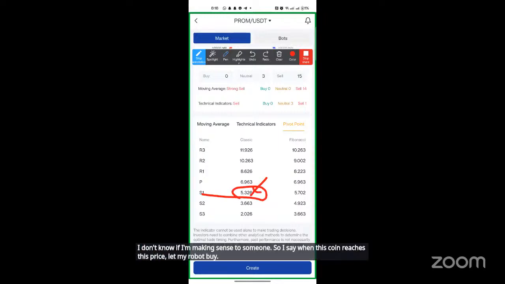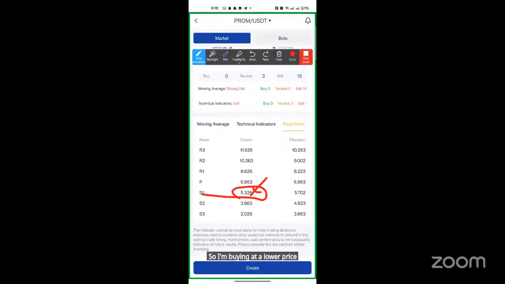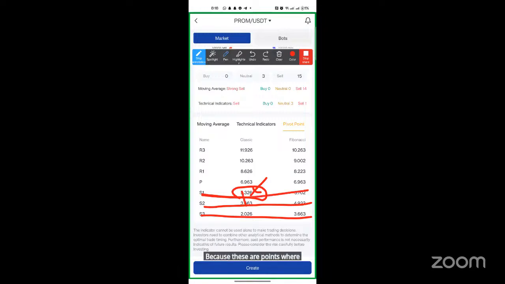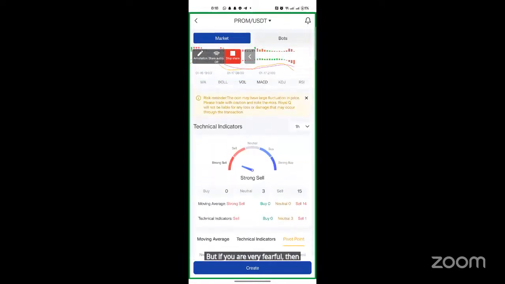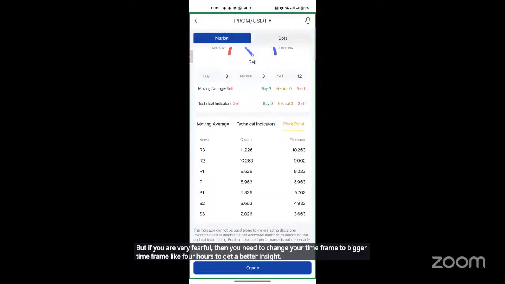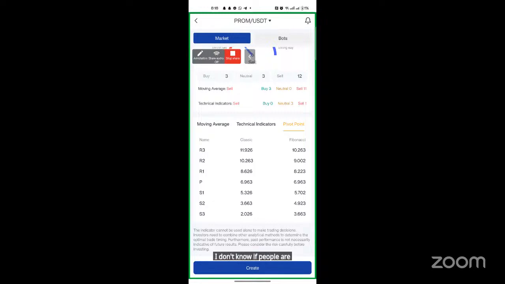So I'm buying at a lower price, and if it continues going down, I'll open up margin calls because these are points where the coin is expected to be resisted. But if you are very fearful, then you need to change your time frame to a bigger time frame like 4 hours to get a better insight. I don't know if people are now understanding, because this simplifies your trading experience.